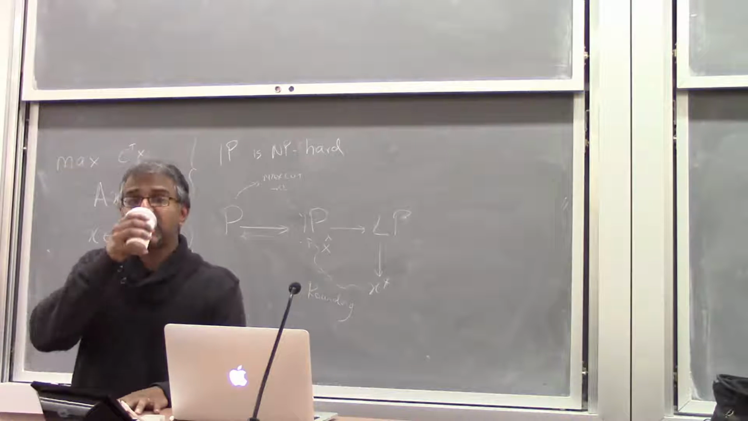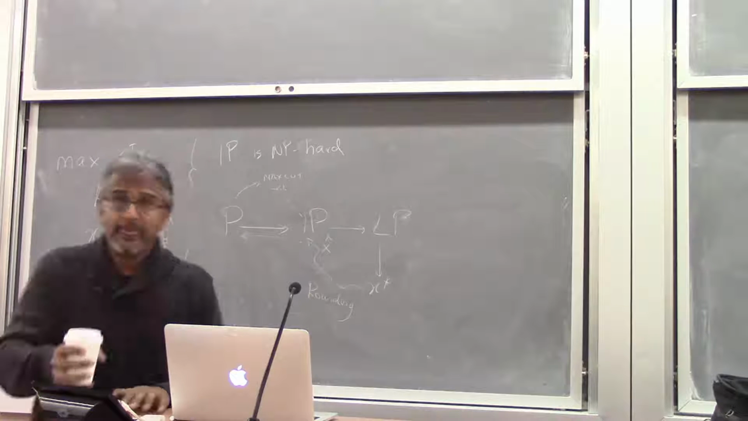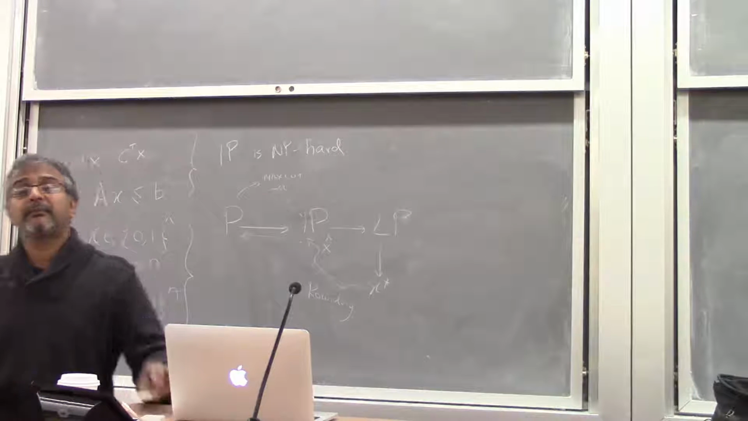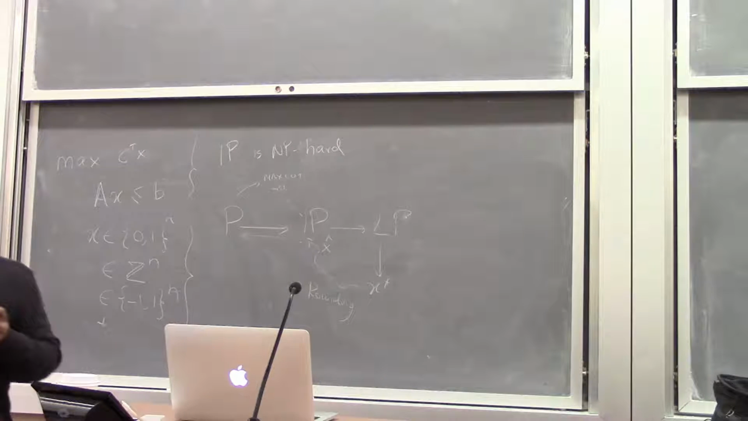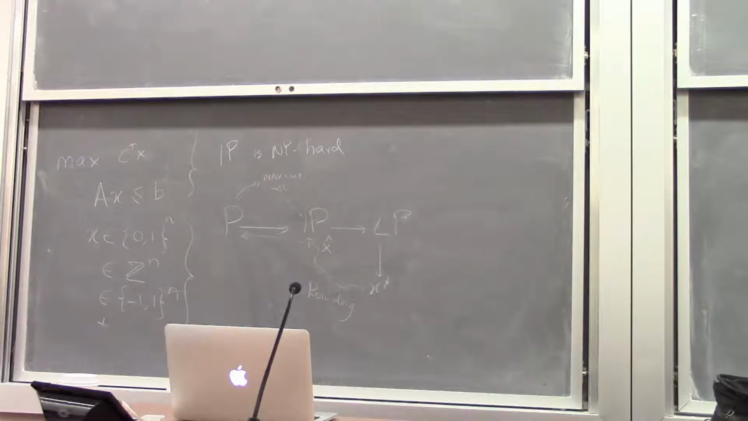So TSP was also an LP. But we cannot reduce TSP to LP, right? Or no, we could reduce TSP to IP, right? Yes. Oh, wait, there is an integer program for TSP. Yes. How difficult are integer programs on average?